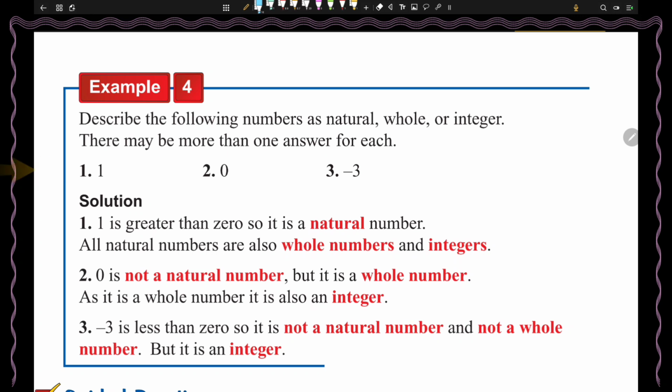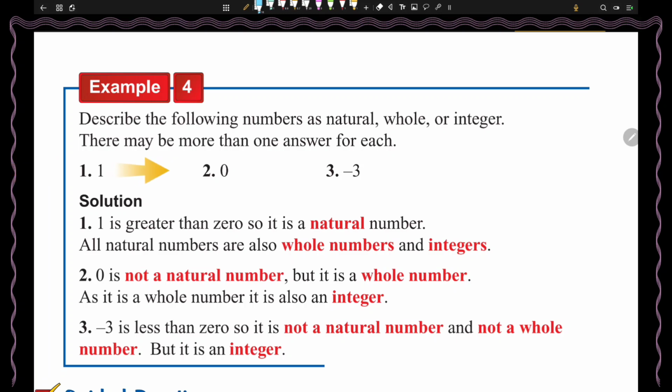But is it any other type of number? Well, it's also a whole number, because whole numbers begin with 0 and keep going up by 1. So 0, 1, 2, 3, 4, those are whole numbers. So 1 is a natural number, and it's also a whole number. 1 is also an integer, because integers include all the natural numbers and all the whole numbers, and then add to that the negative natural numbers. So 1 is an integer. So 1 is a number that fits in all 3 categories: natural, whole, and integer.